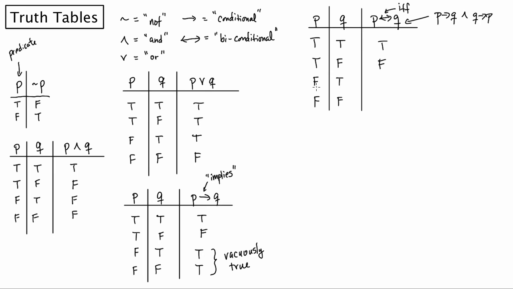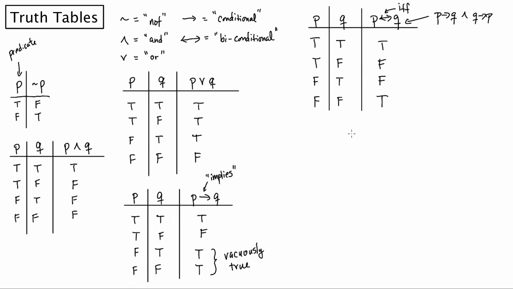This one is fine going in the direction of P to Q, but going in the direction of Q to P, you've got T to F, and T to F is false when I look back over here at the conditional. So this is a false statement. And then finally, false in both directions is vacuously true in both directions. Therefore, the biconditional would say that it's true.